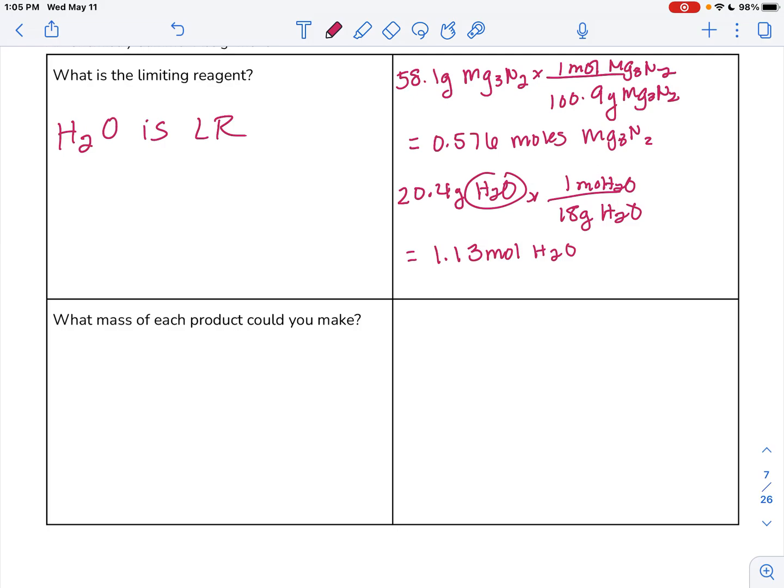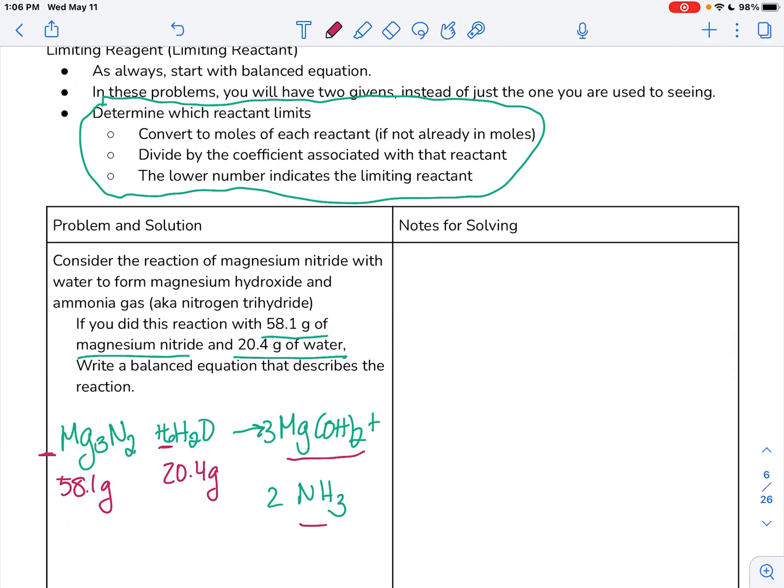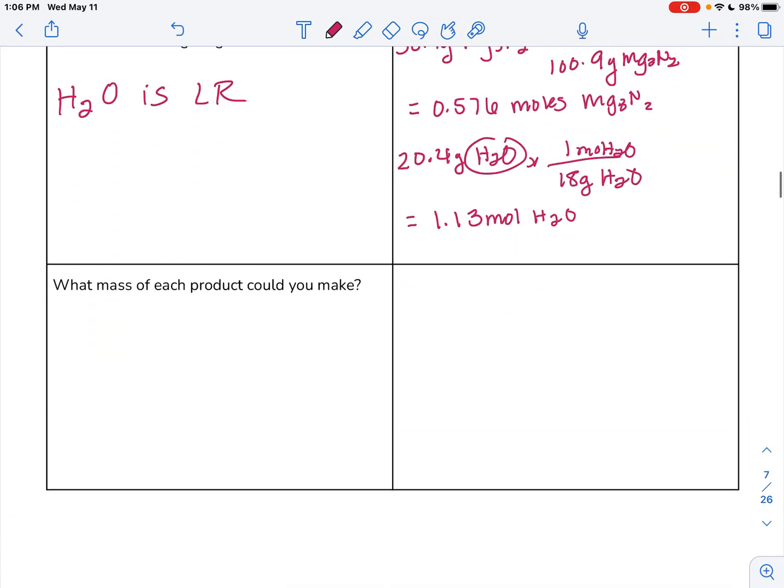So for mass of each product, we're going to find the mass of Mg(OH)2 and the mass of NH3. You have to start with the limiting reagent for each of them. Okay, so you can start with 20.4 grams of H2O and then go from there, or you can make it a little shorter on yourself and start with the 1.13 moles of H2O, since you already know that's how many moles you had. So 1.13 moles of H2O, and then I'm going to convert that to grams of each product.